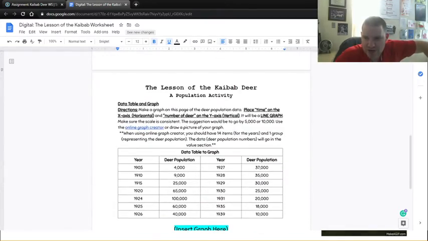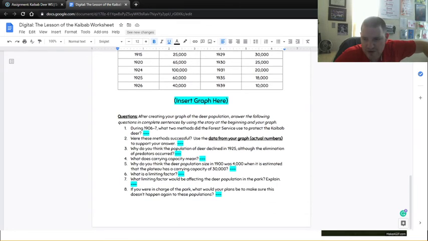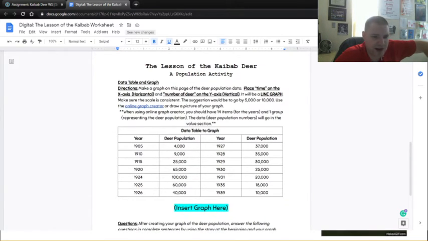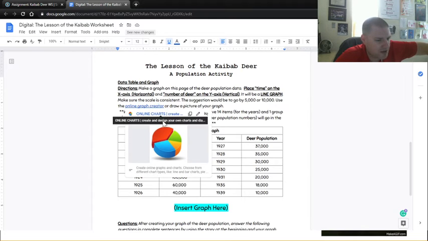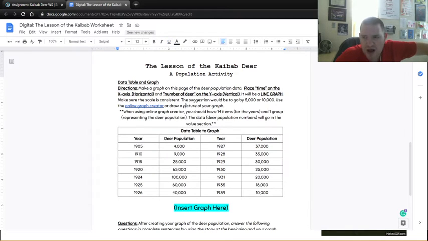What you're going to need to do first and foremost is create a graph for the deer population over the course of like 30 to 40 years. So we give you the data down below here, the years and how much the deer population was for each one of those years. You're going to need to create a graph of that. If you want to use the online graph maker, you got a link to it here. Otherwise, I would just draw it on paper.